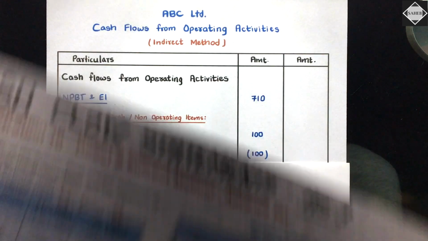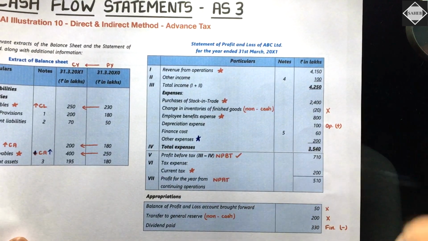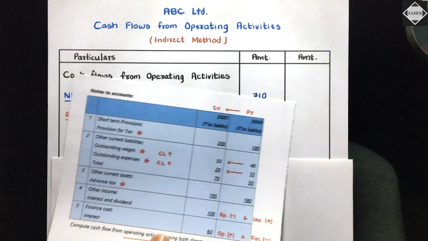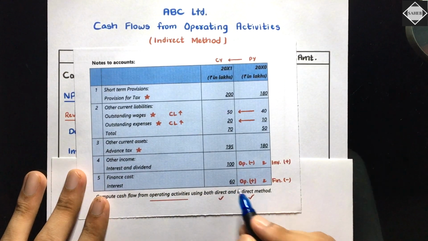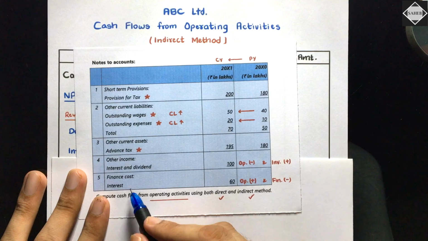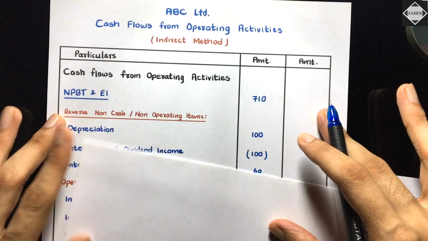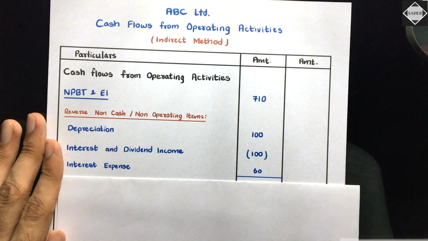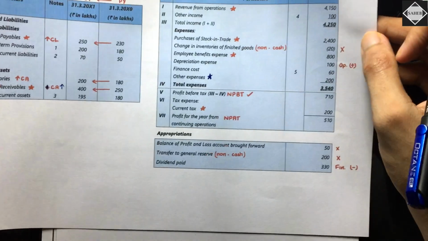Then after depreciation, we have finance cost, interest expense. How much? 60. Let's go to note number 5. Here, interest 60. So we have to add it in the operating activity to reverse it, because in P&L it has been subtracted, it has been debited. So interest expense we will add 60. Then after this we don't have anything that is non-cash or non-operating.